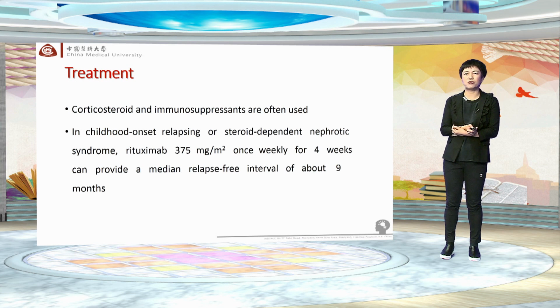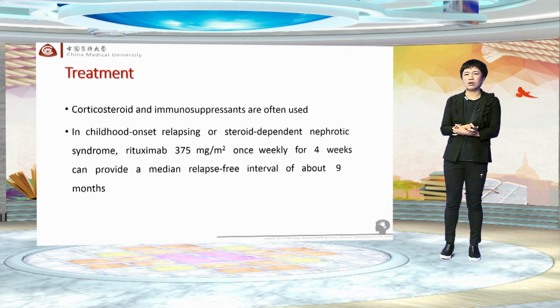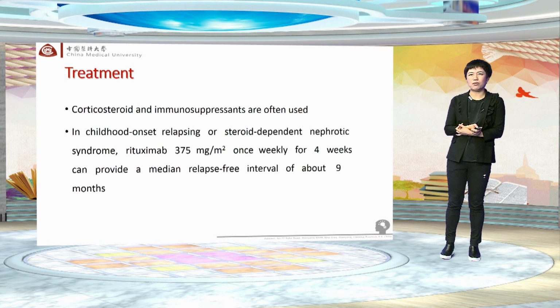Corticosteroids and immunosuppressants are often used in childhood onset relapsing or steroid-dependent nephrotic syndrome. Rituximab, 375 mg per square meter once weekly for 5 weeks, can provide a median relapse-free interval of about 9 months.